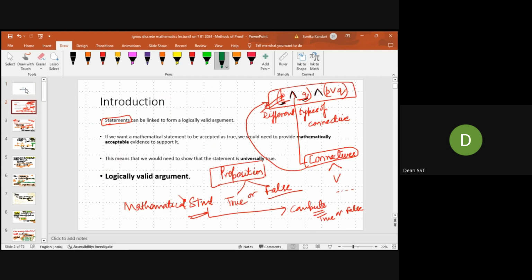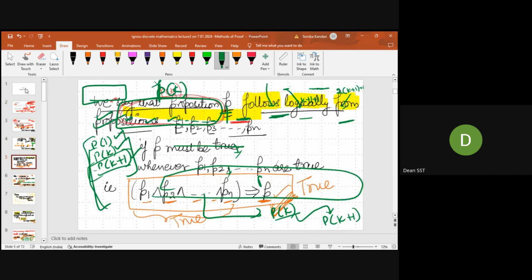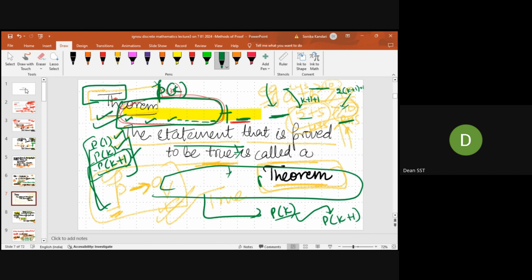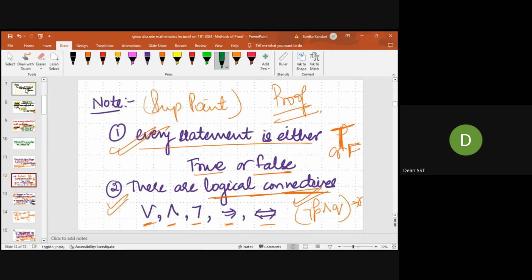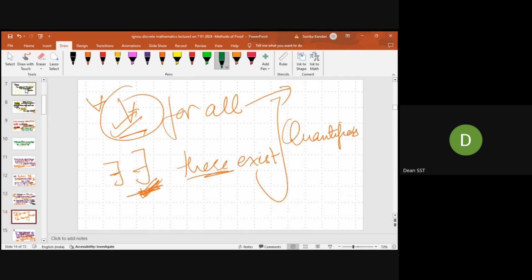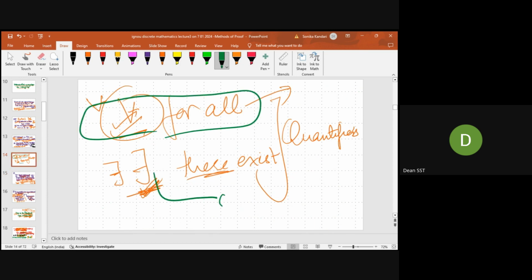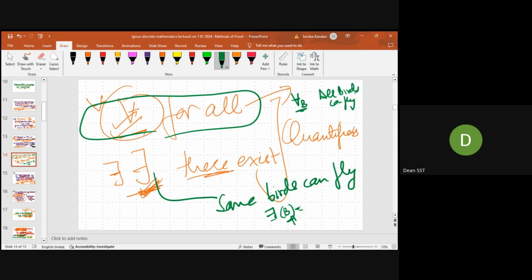So just have a layout. We had started with methods of proof, then valid argument. Then premises, implication, theorem, concept of theorem, proof and disproof. After that, mathematical proof. Then quantifiers, for all and there exists. For all means for all cases, and there exists means some birds can fly, only some birds can fly. If I'm writing for all birds, it means all birds can fly. So this is the universal quantifier and this is the existential quantifier.